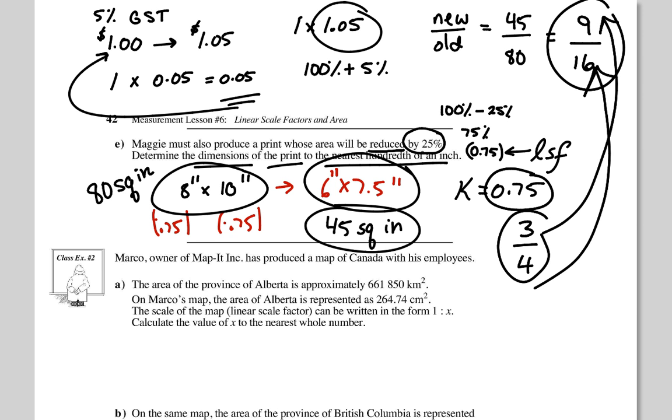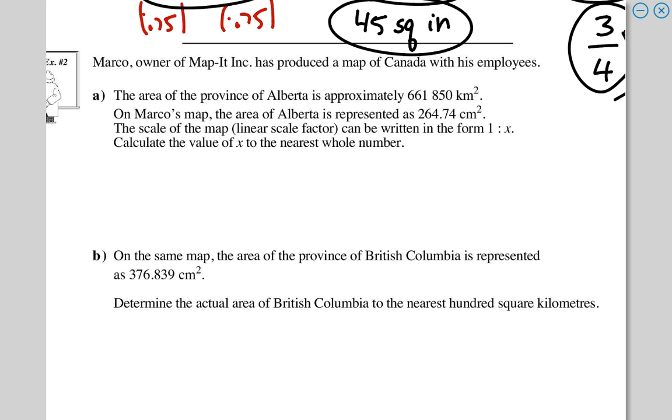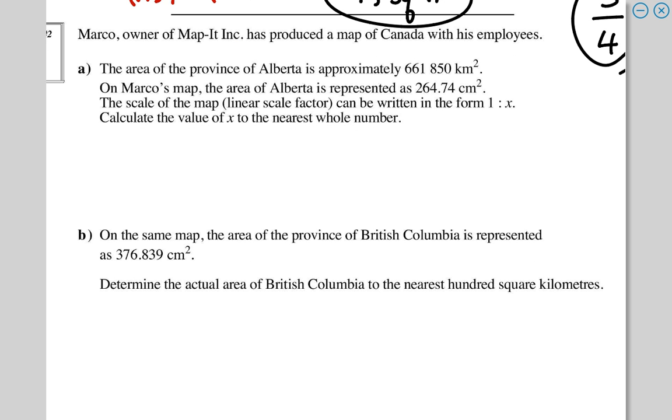So there's lots of different ways to go at these problems. Well, there's 2 ways. You can do it linear or you can do it area. So choose your method, and if you know both, even better. This question is a bit ridiculous, only because the numbers suck.